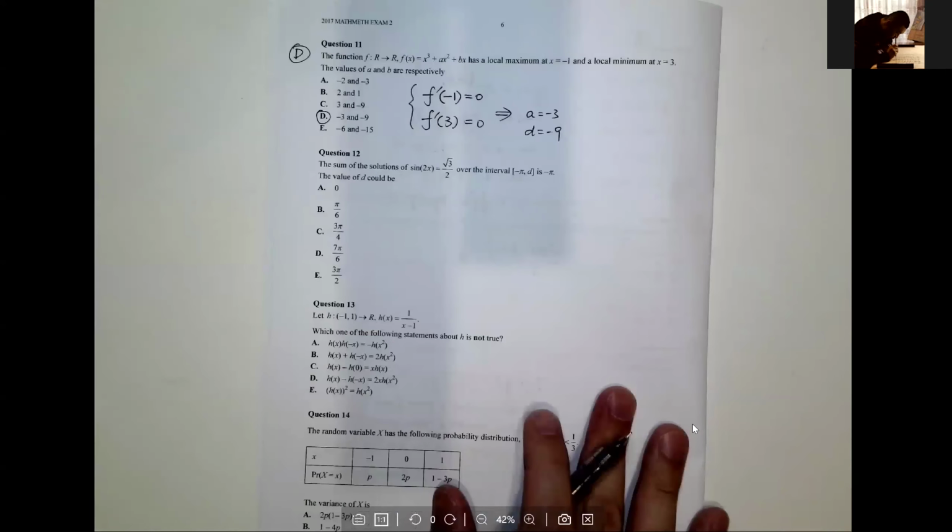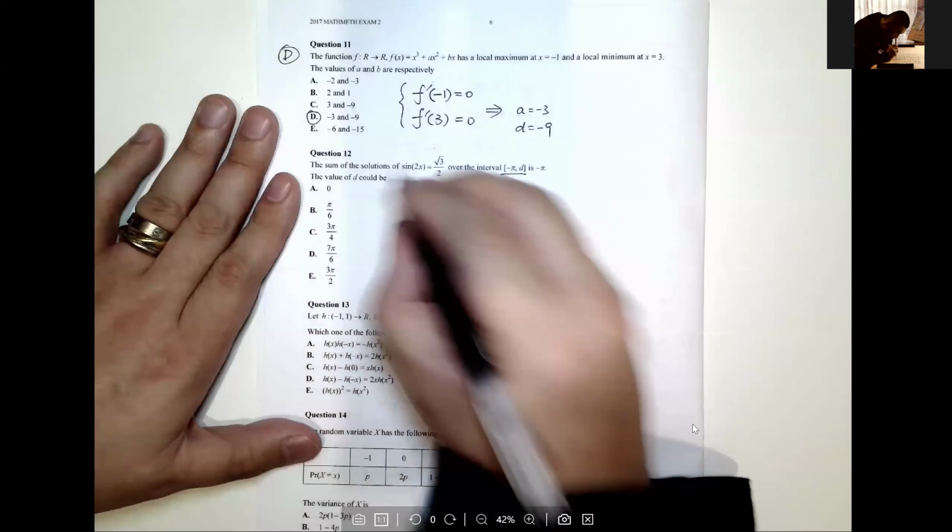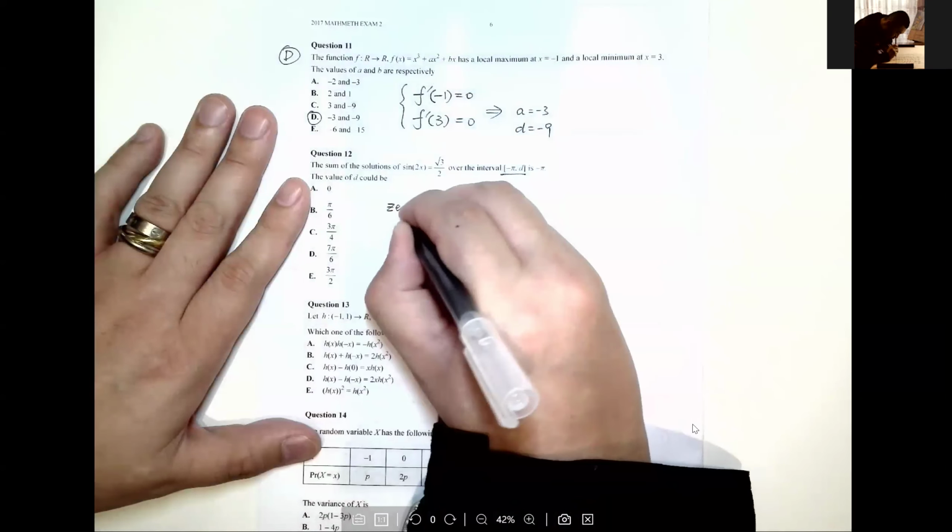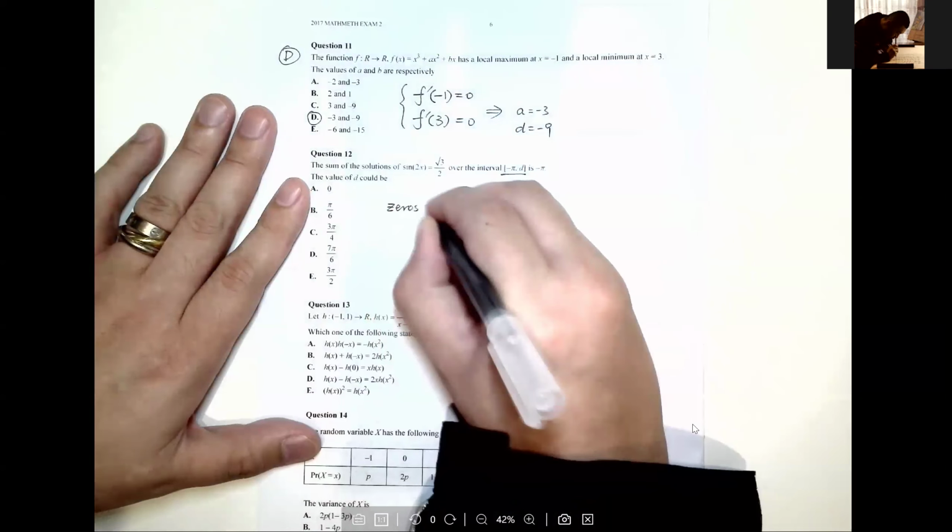Okay. Question 12. The sum of the solutions of sin 2x = √3/2 over the interval [-π, d] is -π. The interval has an unknown d here. Well, I probably will use the zeros command, but remember the zeros only find the expression equated to 0 and the relevant x values.